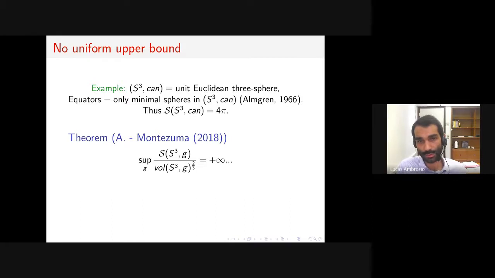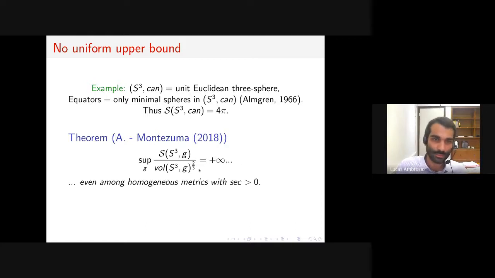So we checked that this number, this comparison, the systole divided by volume to the right power, is plus infinity in the space of all metrics. And actually, even if you restrict yourself to homogeneous metrics with positive sectional curvature, you get this number to be arbitrarily large. Okay? So there is no analogue of the theorem of Croke.